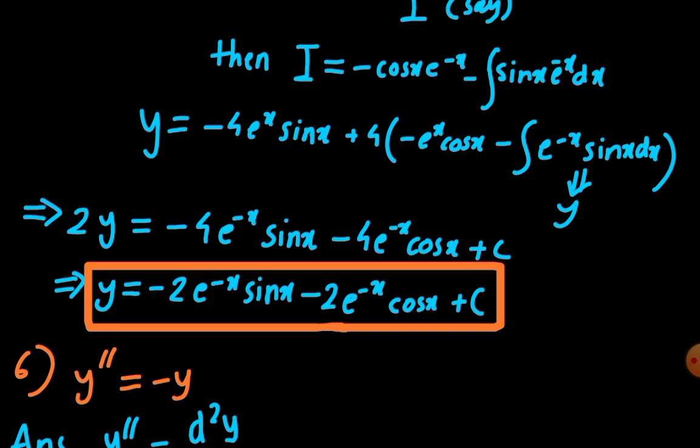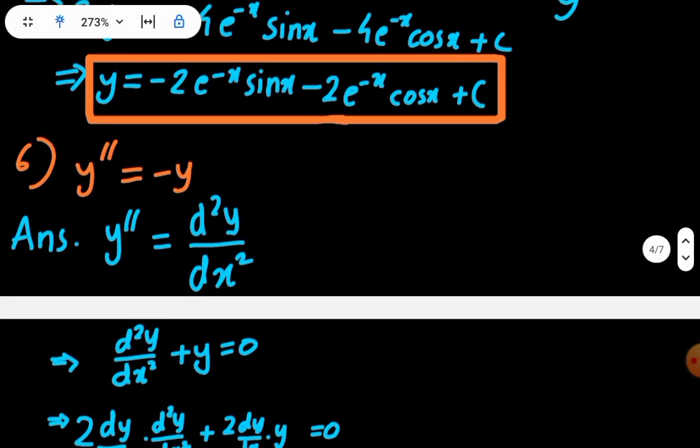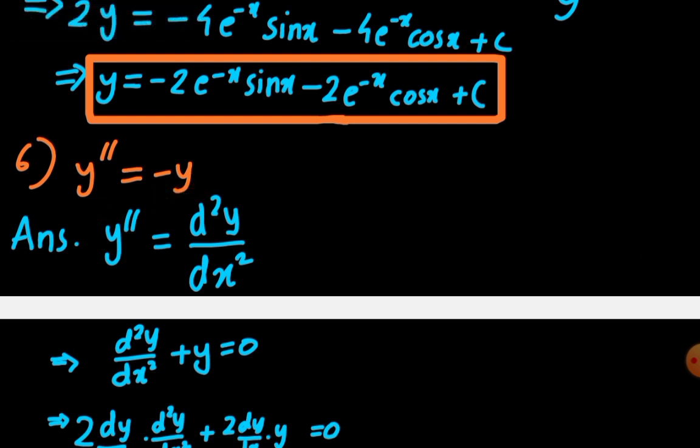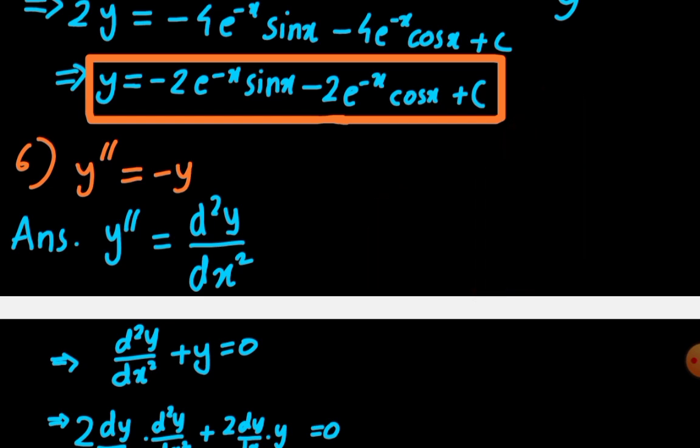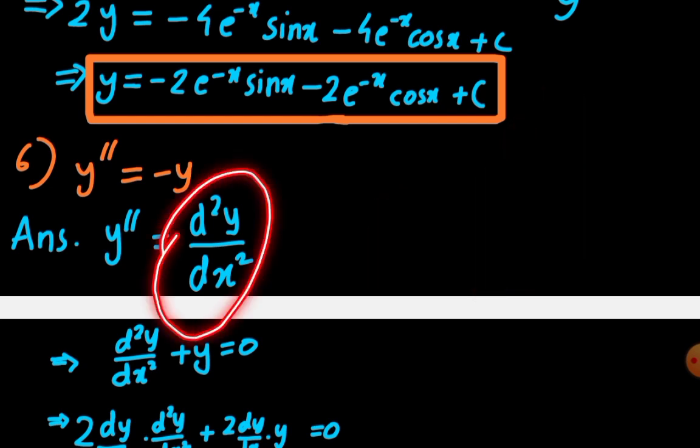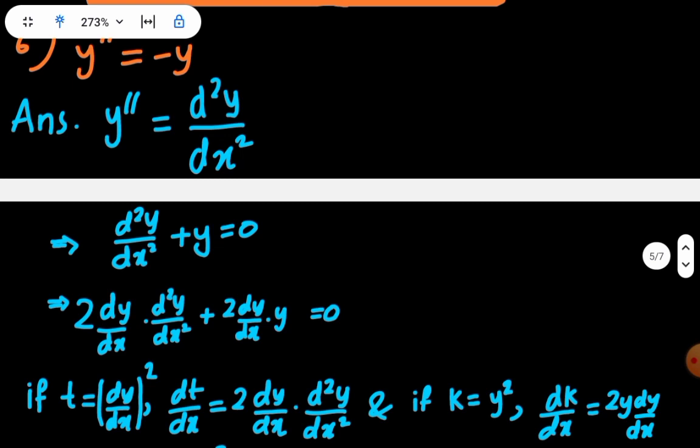Now going further to the question number 6, we see y double prime is equal to minus y. Now in case you didn't know, y double prime basically means the double derivative of y, right? So writing it in this form, we get d square y by dx square plus y is equal to 0.